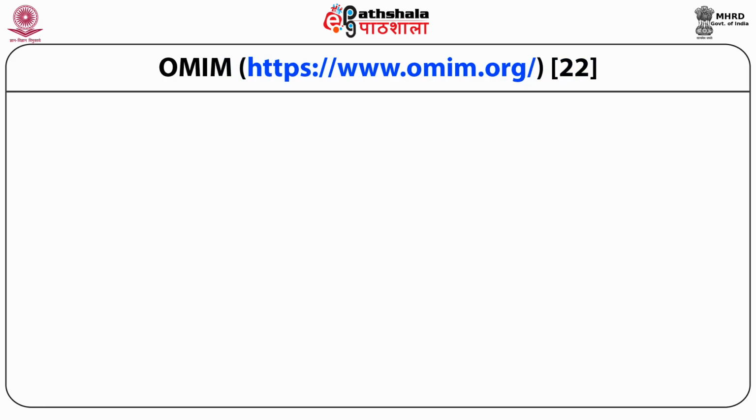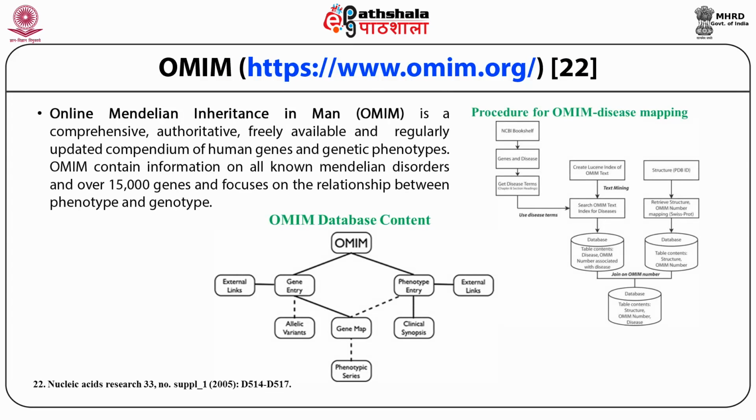OMIM, which is most useful for disease identification because it contains many of these, Online Mendelian Inheritance in Man, and how it is structured and what the data content in it is, all are shown in this particular slide. Almost 1,500 or more genes are listed in it.